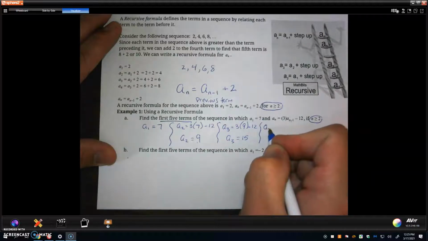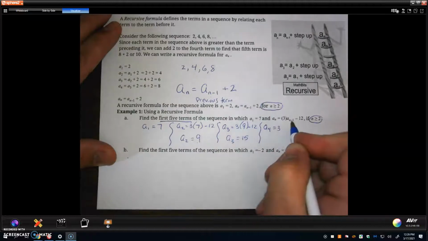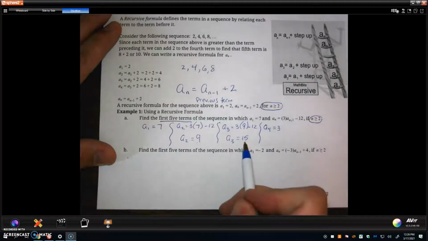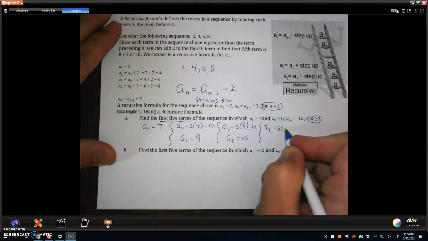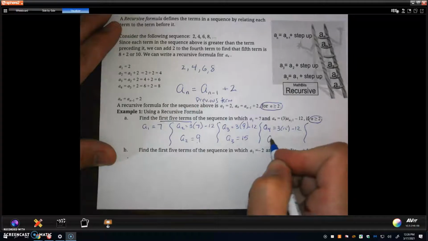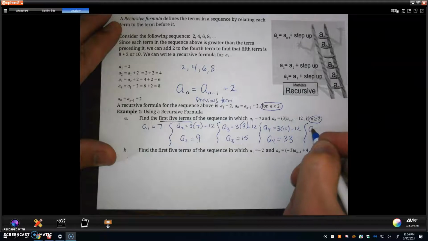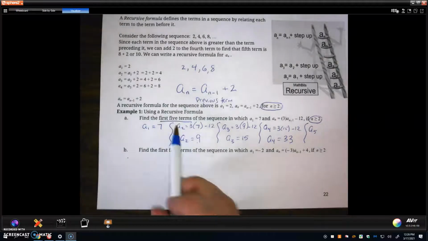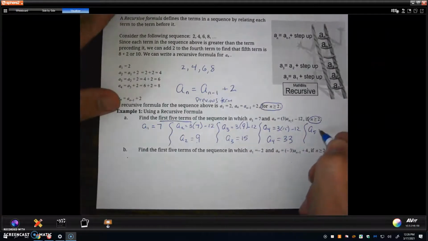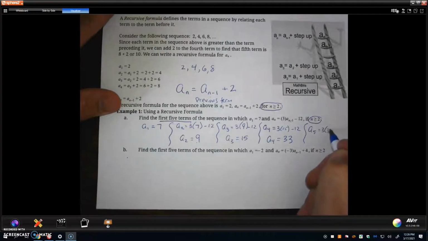Now we're going to try and find a sub 4. A sub 4, if you follow the rule, we're going to do 3 times the previous term, which we got 15, and then subtract 12. If you do mental math or a calculator, you should get 33. And then our fifth term, which is the last one they ask us to find, we're going to do 3 times the previous term, which we just got was 33, and then subtract 12. And if you do the math, you should get 87.